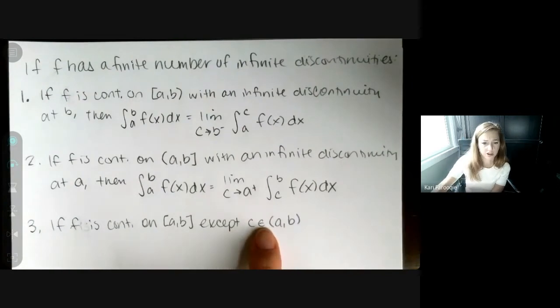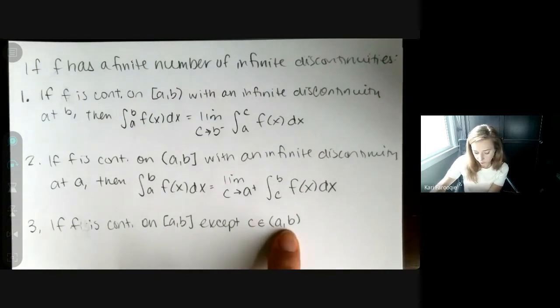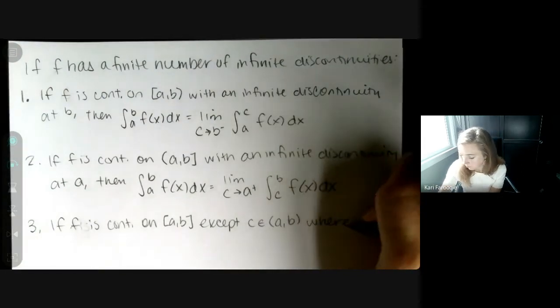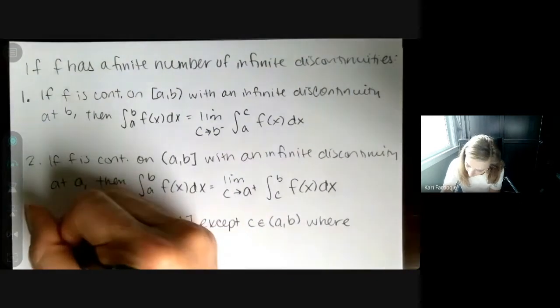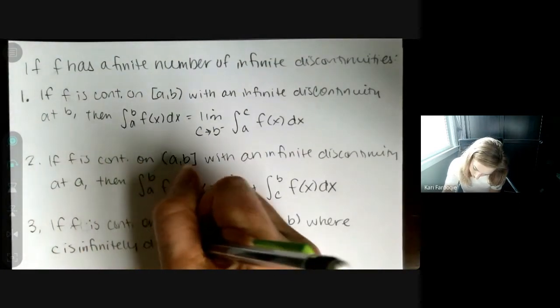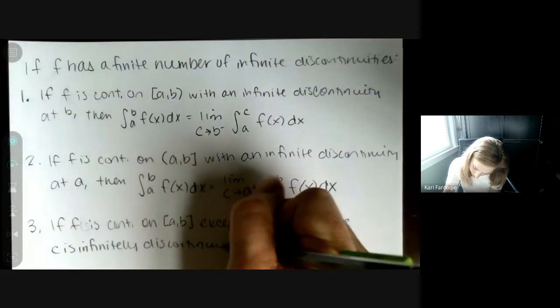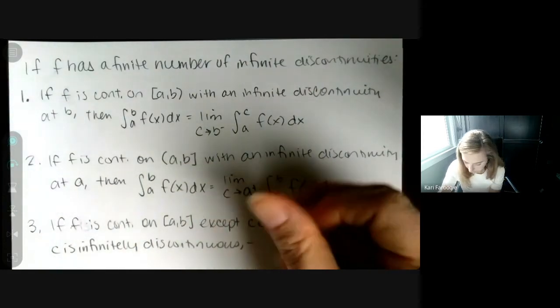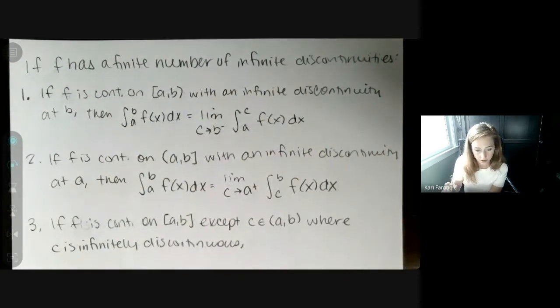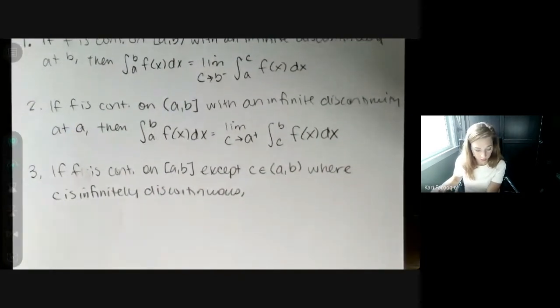Now c is inside the open interval from a to b. So this notation, it looks like a little e. This just means it's inside the set of. So c is just some value inside the open interval from a to b, where c is infinitely discontinuous.